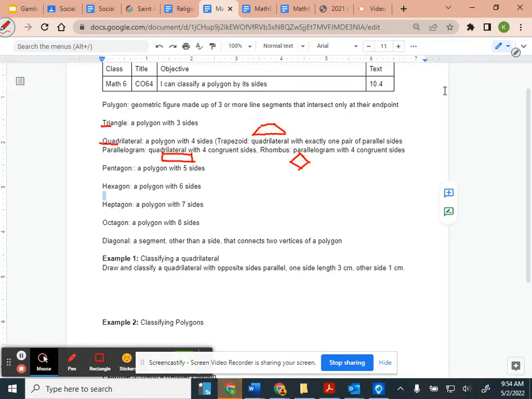A pentagon. Penta means 5, so there's 5 sides. Hexa means 6, so a hexagon has 6 sides. Hepta means 7, so it has 7 sides. Octa means 8, so it has 8 sides. Any guess how many sides a nonagon has? 9. Nona means 9. Deca, 10. A decagon has 10. You should know the first 10. In this assignment, we're only going up to 8, but you should really know 10. Nona, 9, deca is 10.